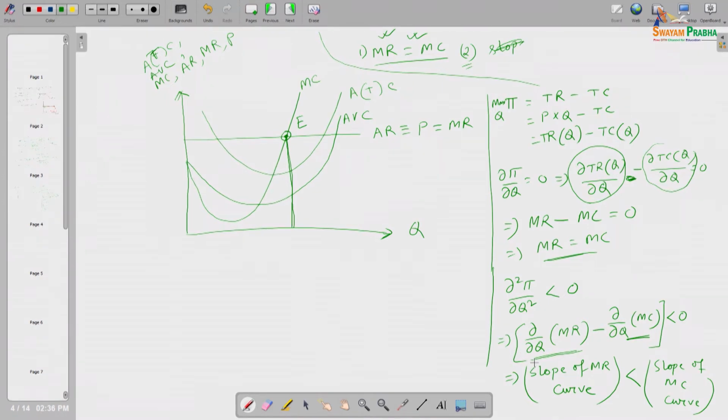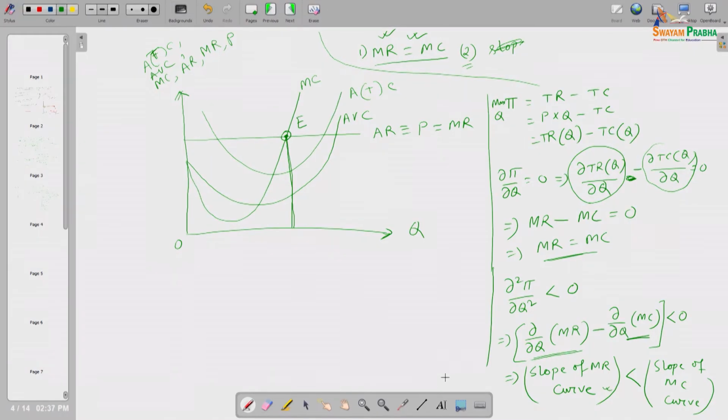Does this also satisfy the second order condition? The second order condition tells us that the slope of the MR line should be less than the slope of the MC line. The MR line is horizontal here, so its slope is 0, and the slope of MC is positive. So, definitely at this point the slope of the MR curve is less than the slope of the MC curve. So, this point E in the diagram satisfies both the first order necessary condition and the second order sufficient condition of profit maximization. So, this is the equilibrium point of that producer.